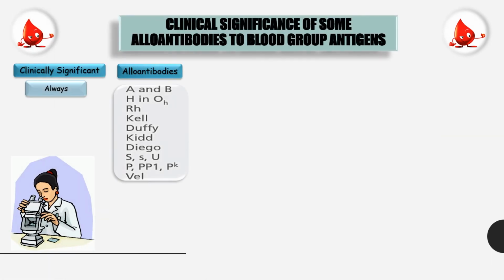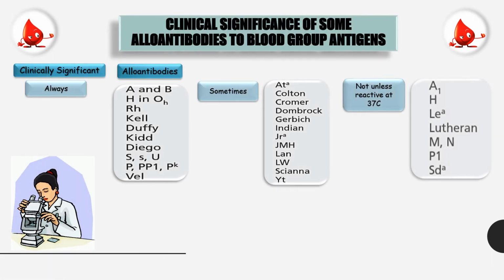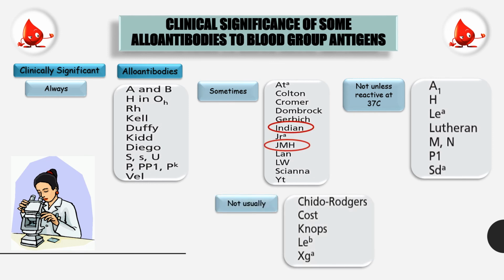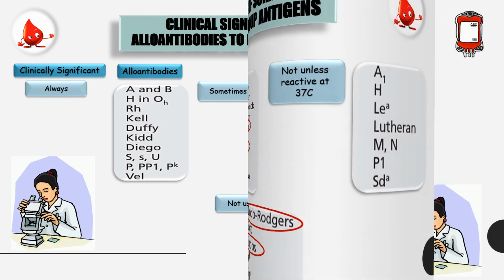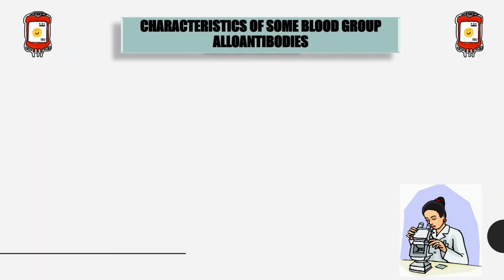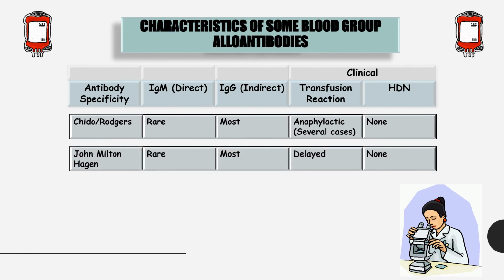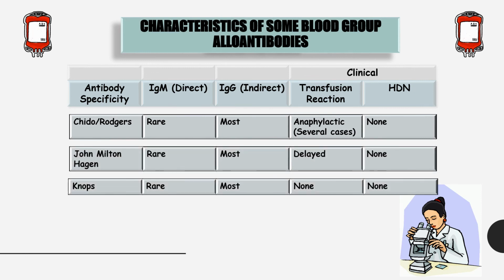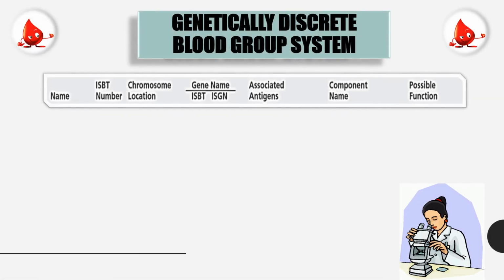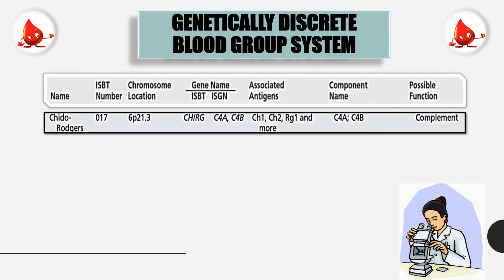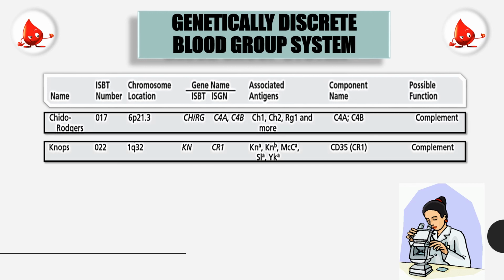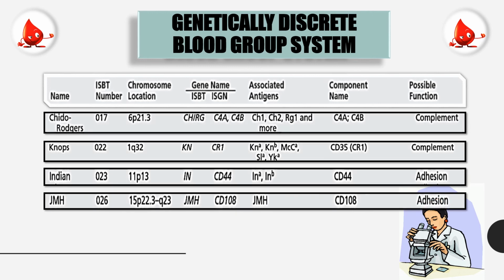Presented in this discussion is the clinical significance of some alloantibodies to blood group antigens. And here are the characteristics of some blood group alloantibodies. A quick overview about genetically discrete blood group systems is also presented.